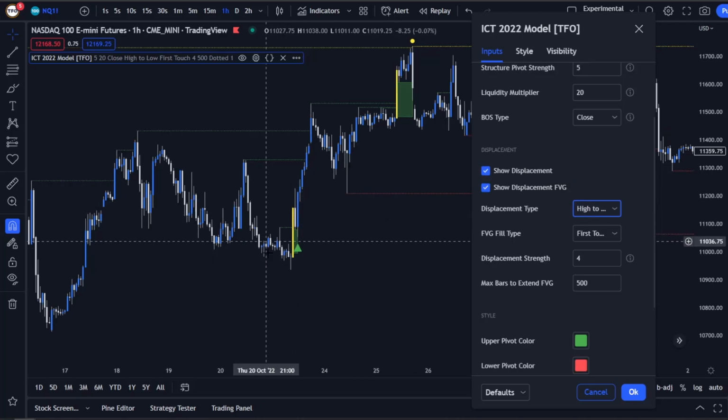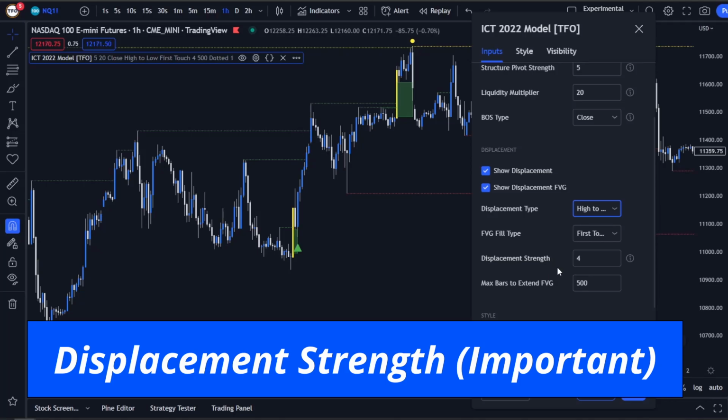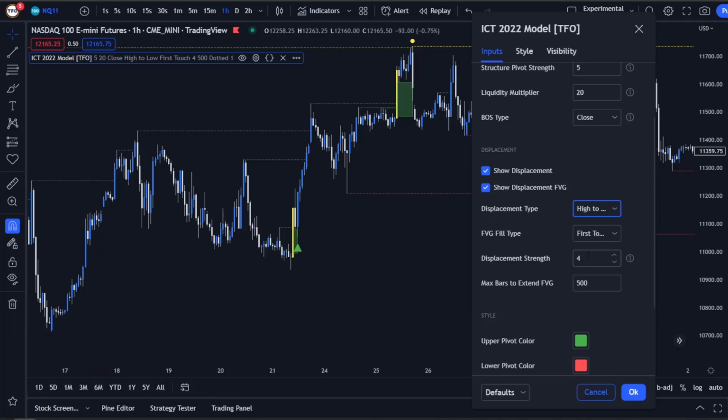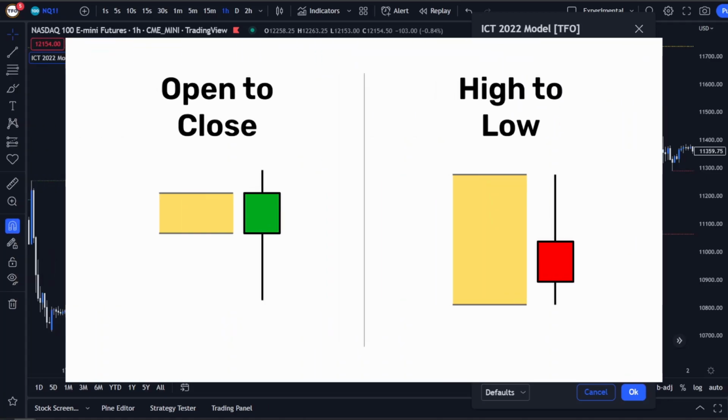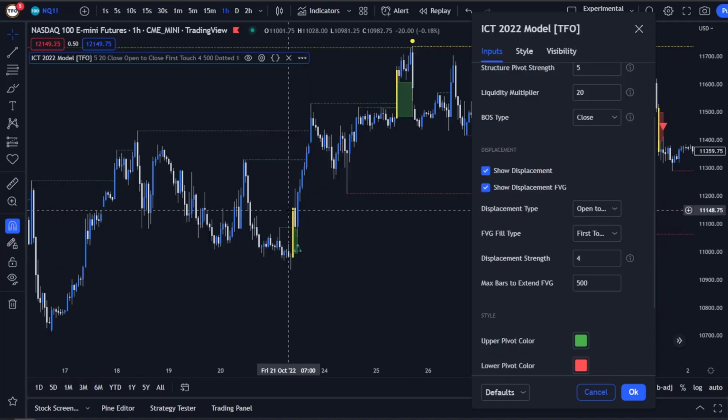Now all this displacement and fair value gap stuff is kind of dependent on this displacement strength, and it's looking for bars where the displacement range is currently 4 times greater than the standard deviation of the past 100 or so candles. And so that range can be set right here, where you're either looking for an open to close range or the range from its high to its low. And so not only does price have to close through a prior swing high or swing low, but it also has to have a range that is larger than the standard deviation.